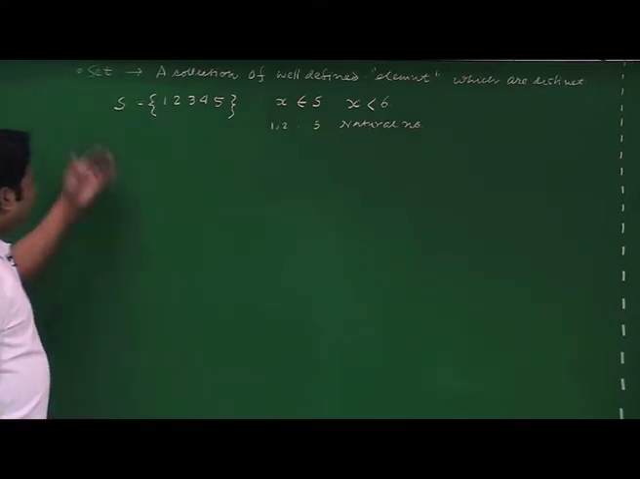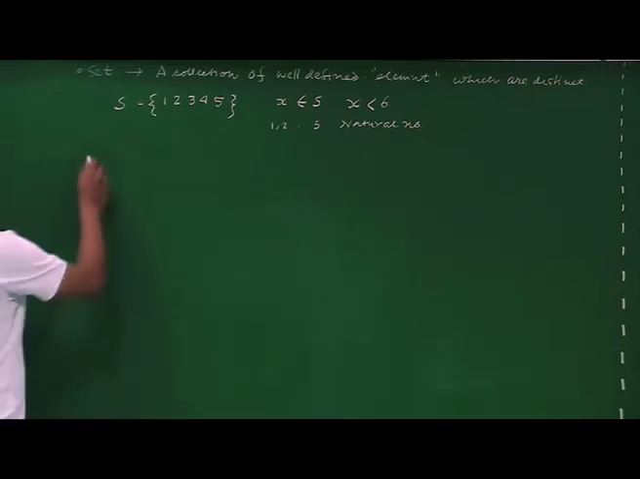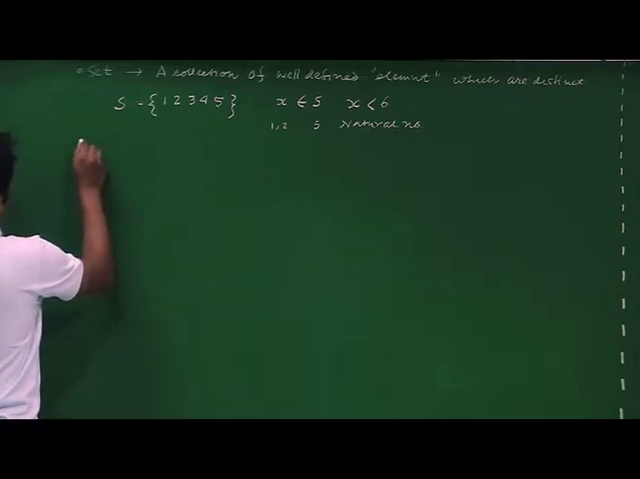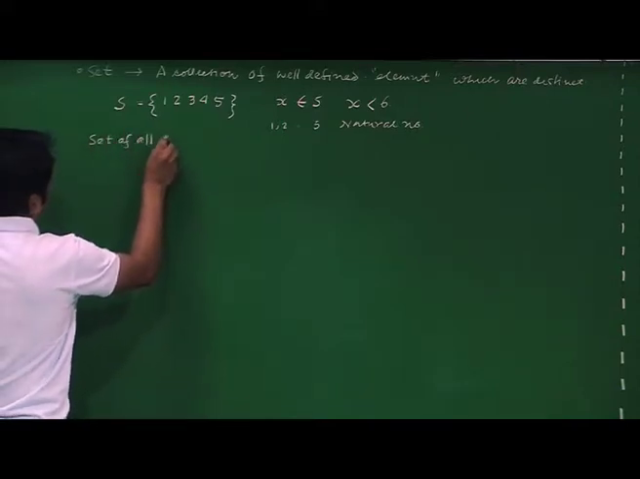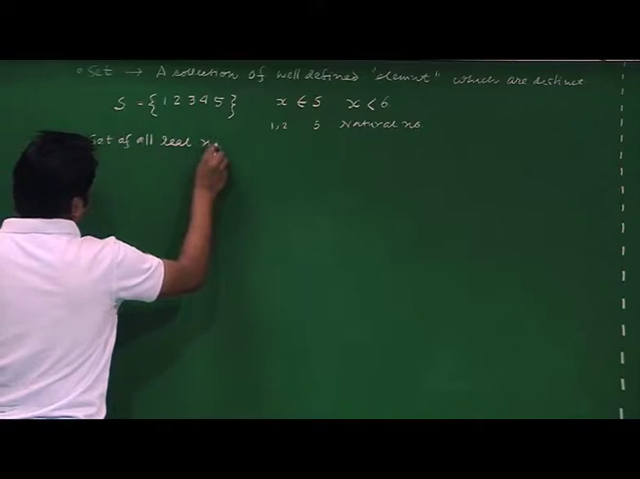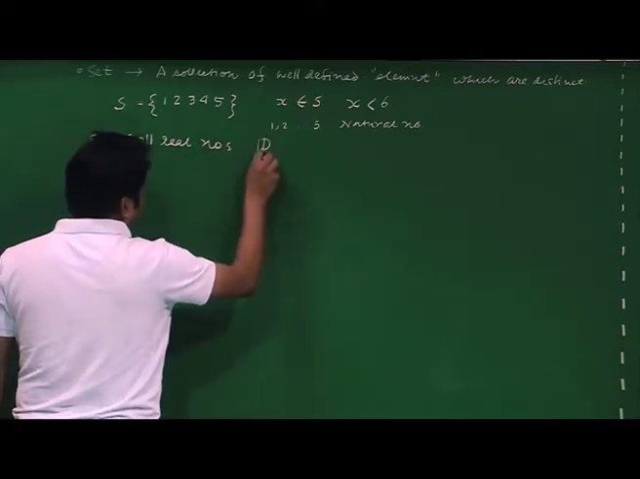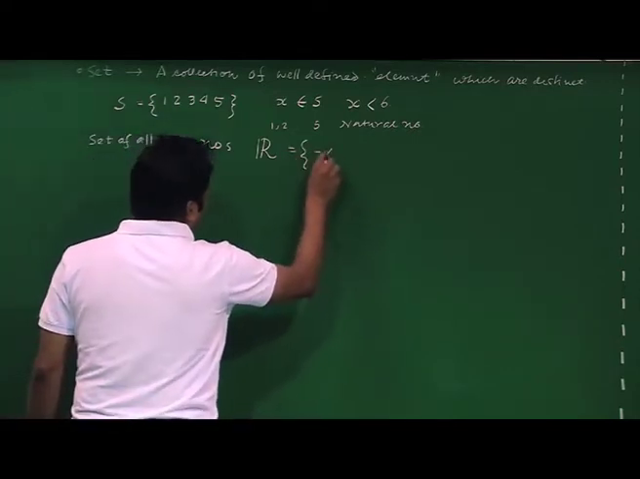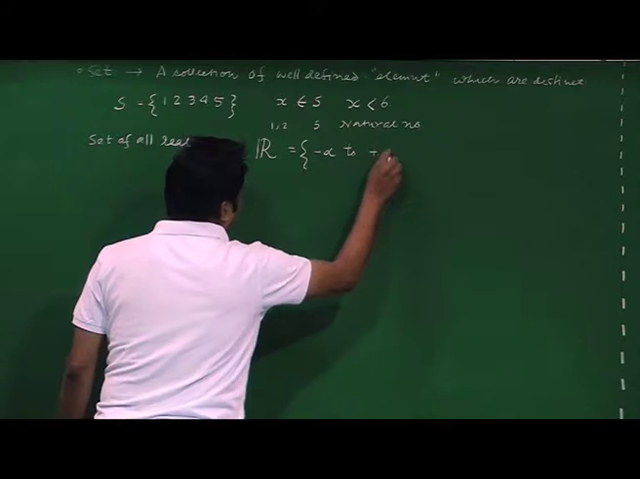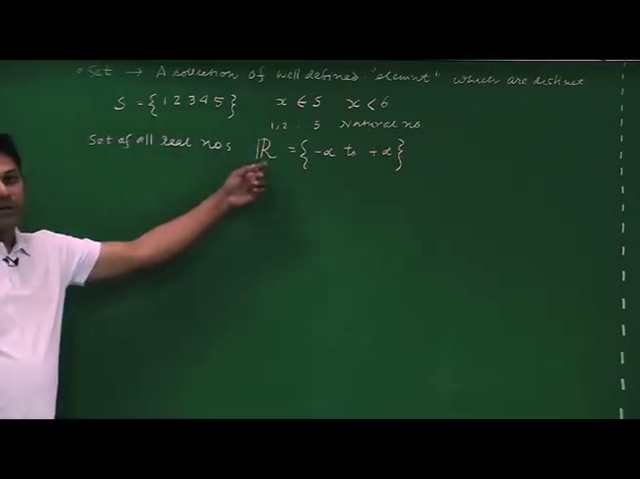Similarly, we can form different sets. For example, the set of all real numbers, normally we define it as R, which contains the numbers from minus infinity to plus infinity. All the numbers are inside the set R.